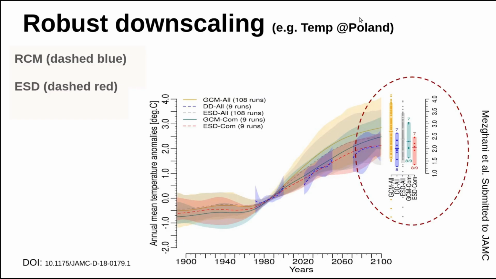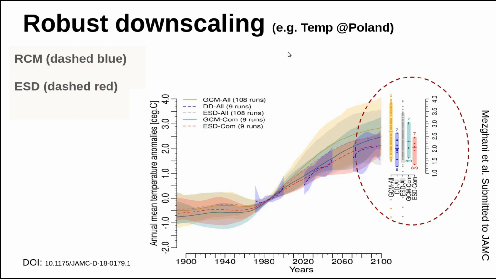So this example here shows how to carry out robust downscaling. This example is the temperature in Poland. And we have both regional climate models and empirical statistical downscaling. It's important to include both because they have different strengths and weaknesses, which are independent of each other. So if they give the same results, then we have more confidence in the results.